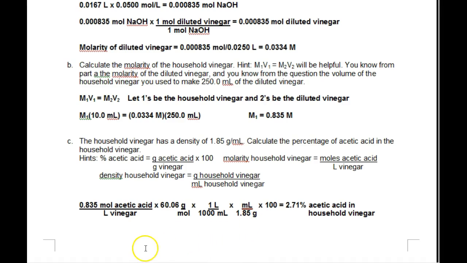If you want to do this separately, you can. You would need to do the moles of acetic acid separate from the liters of vinegar, and then you would multiply times 100. And I got that there was approximately 2.7% acetic acid in household vinegar.